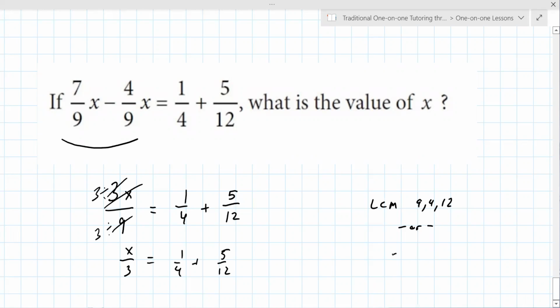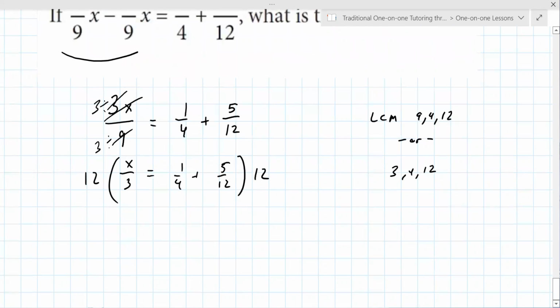So what's the least common multiple now between 3, 4, and 12? 12. So you're going to multiply everything by 12. But again, you want to divide before you multiply. Do you want to try tackling this problem from here? Yeah, sure.